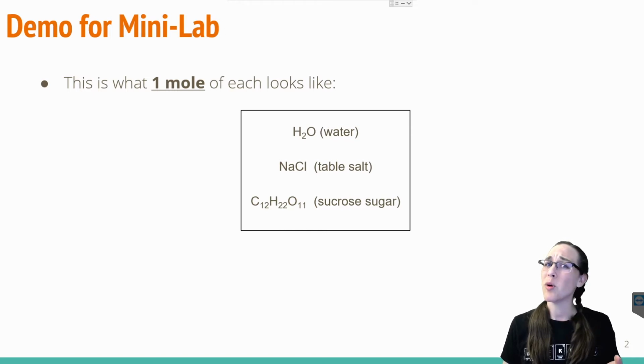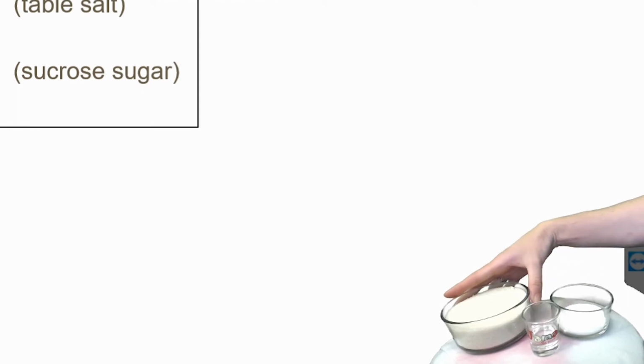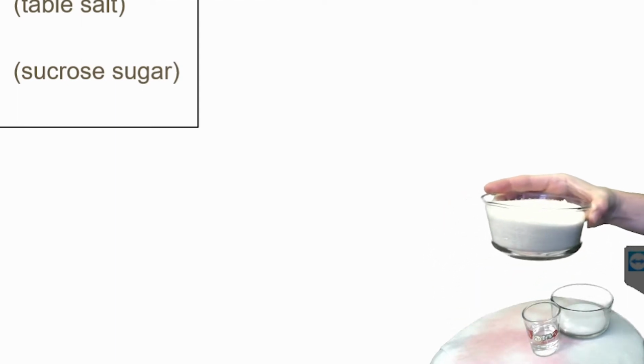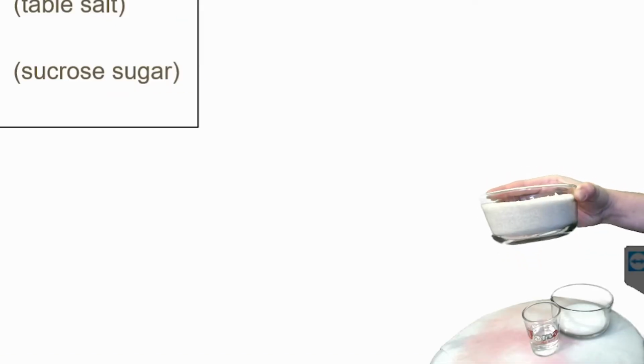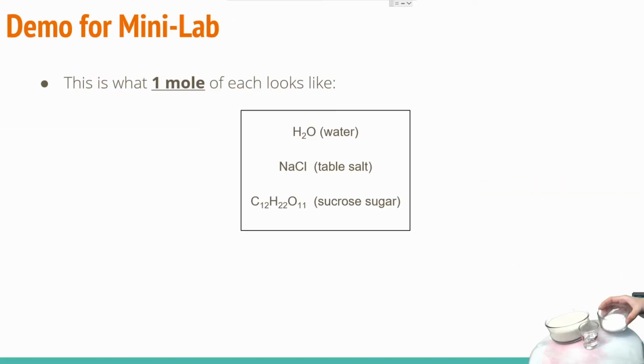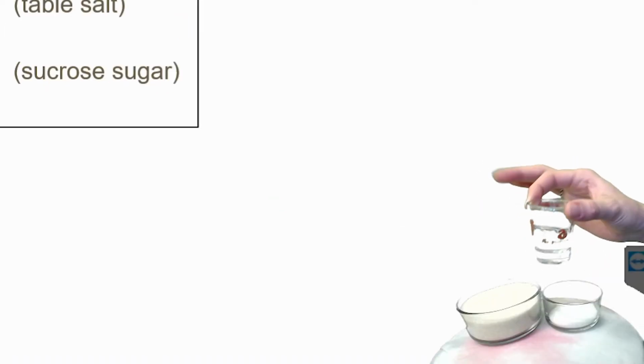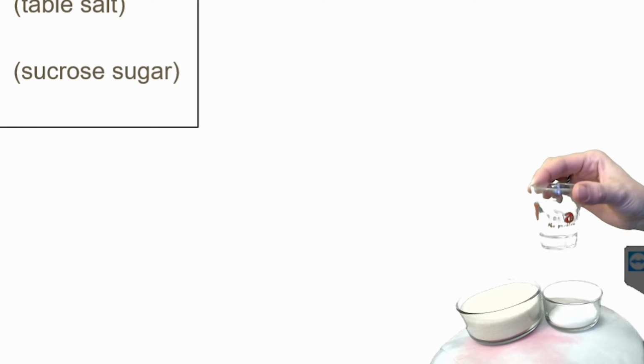So what does 1 mole of the chemicals look like? In this container, I have 1 mole of sucrose sugar. So this is what 1 mole of sugar looks like. Quite a bit of sugar, actually. 342 grams of sugar in this bowl. This is what 1 mole of salt looks like, NaCl, typical table salt. That's 58.45 grams of table salt. And this is 1 mole of water. That's 18 grams of water.